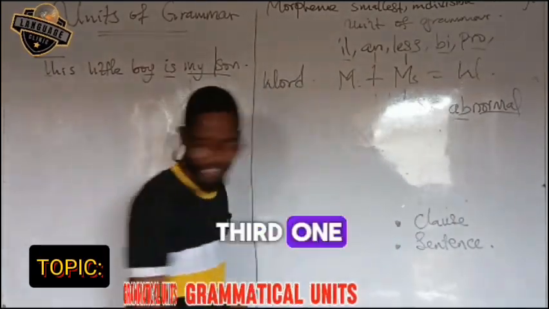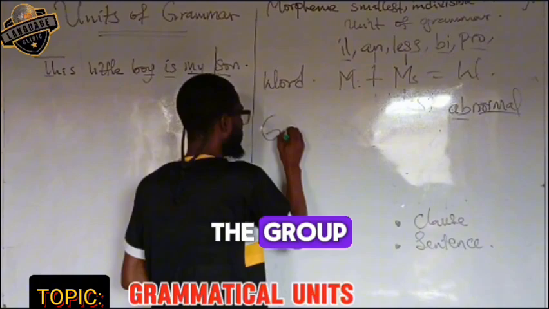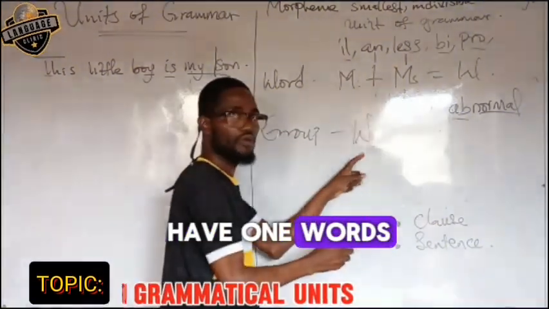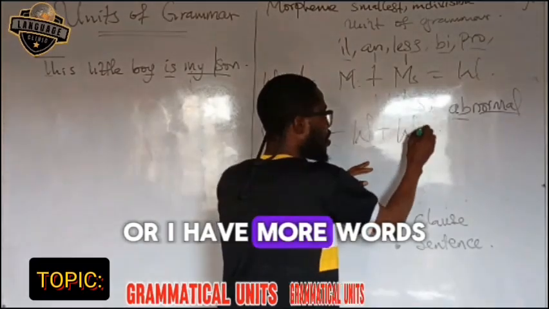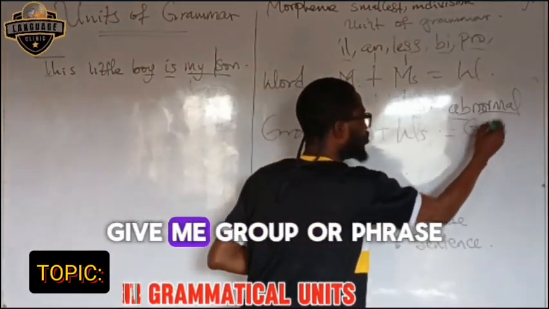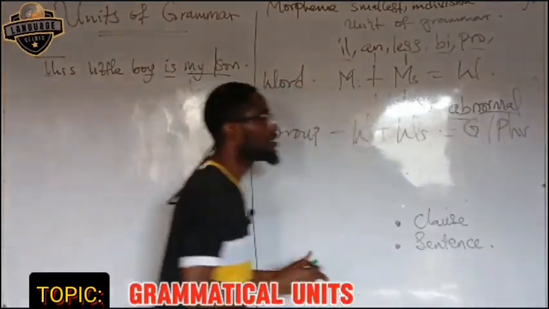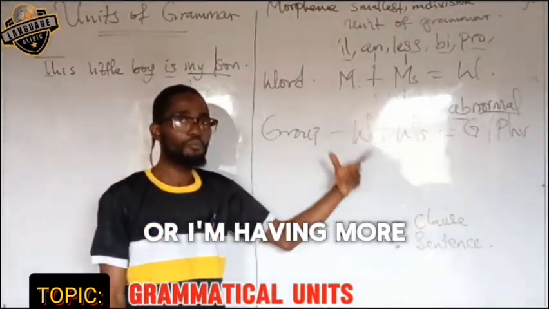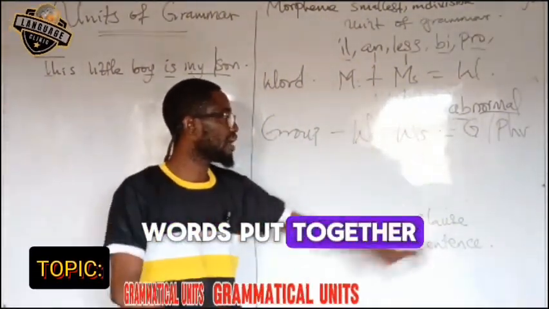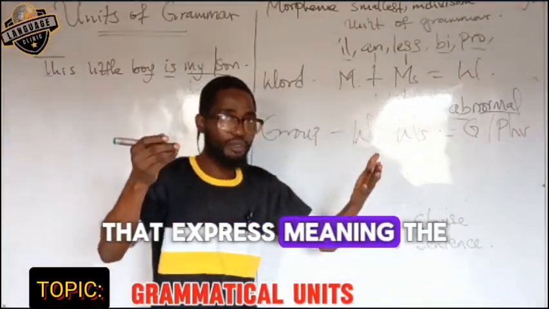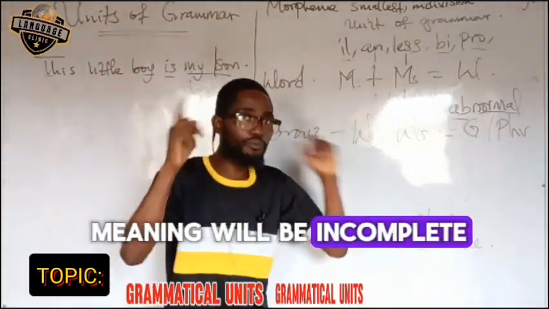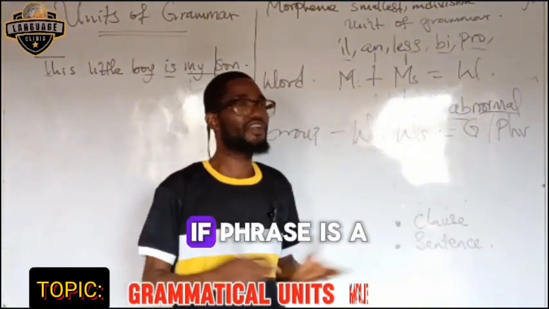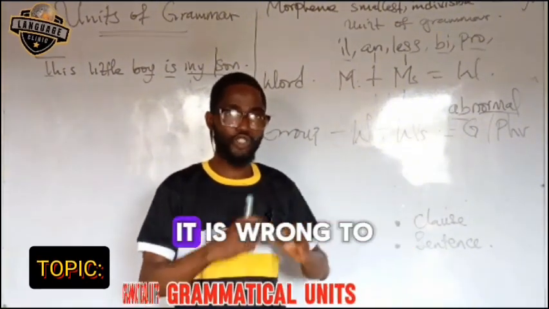Just as I have explained that one, for me to have the third one, which is the group, the group simply means when I have one word or I have more words, it is going to give me a group or phrase. So each time I'm having one word or more words put together that express meaning, the meaning will be incomplete, but it will express meaning. So that is what we need to correct. Some people will say a phrase is a group of words. It is wrong to say that.